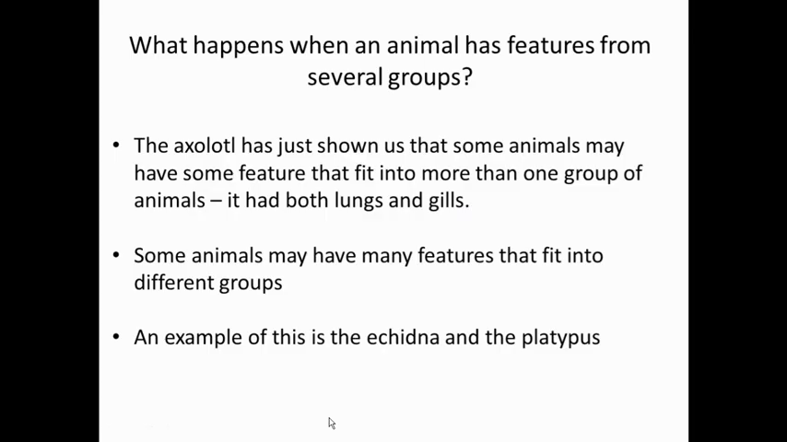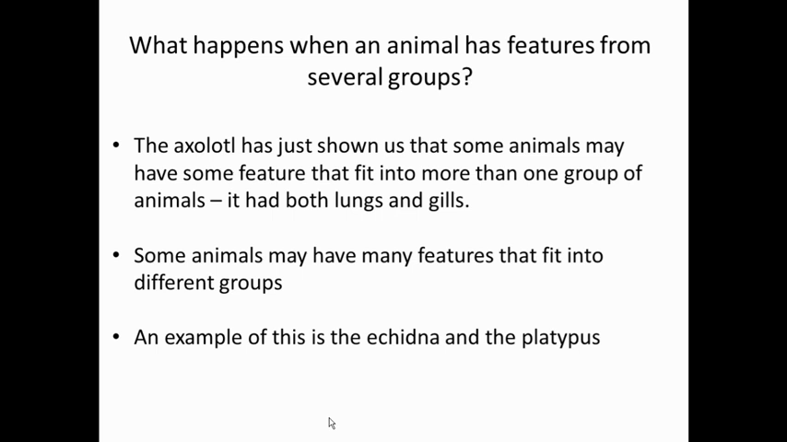So what happens when an animal has features from several groups? So the axolotl has just shown us that some animals may have some features that fit into more than one group of animals, okay? So the axolotl had both lungs and gills, and it did live underwater, which from that flow diagram may have led us to think that it was a fish. So some animals may have many features that fit into different groups, okay? It's not always really clear cut about which group an animal should go into.